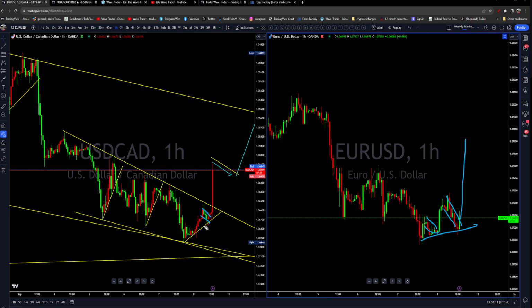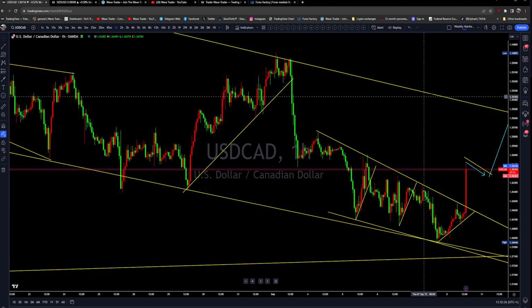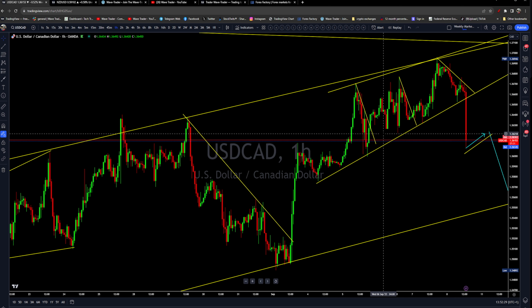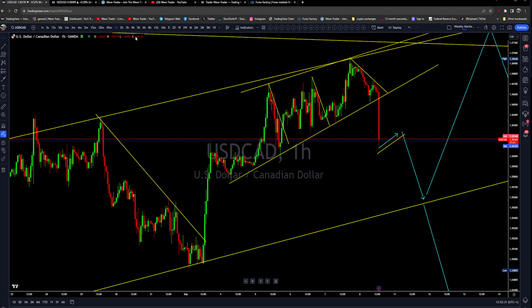So we got a breakout. A nice breakout is happening over there on dollar CAD to the downside, and dollar CAD just keeps pushing lower. In coming hours, or maybe next week, we're going to see a similar kind of move on euro dollar and other dollar pairs as well. So now let's look at the dollar CAD, what to expect from it.